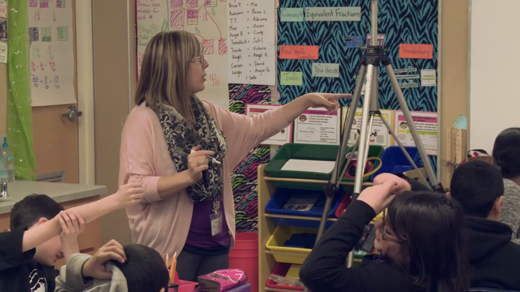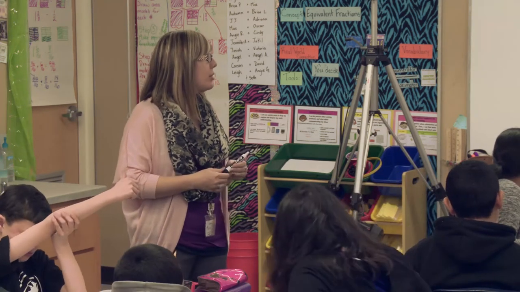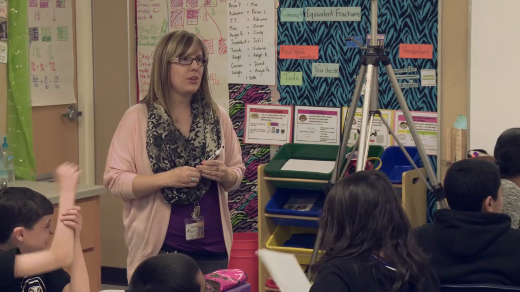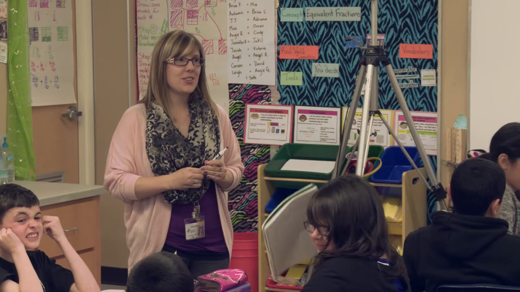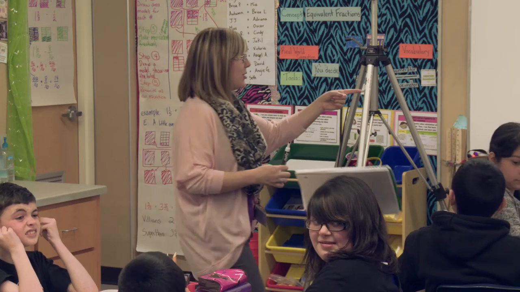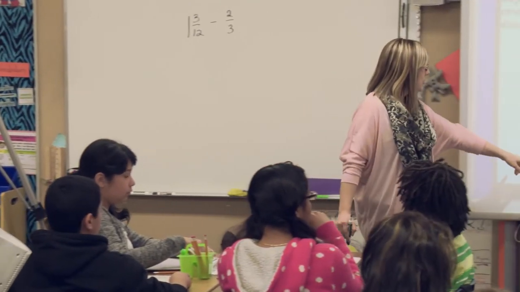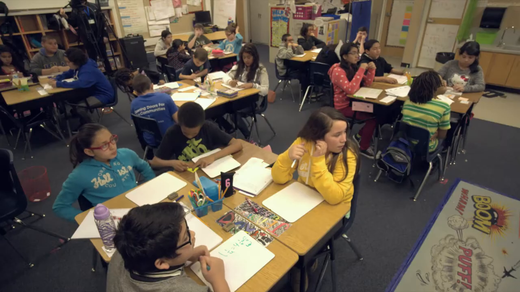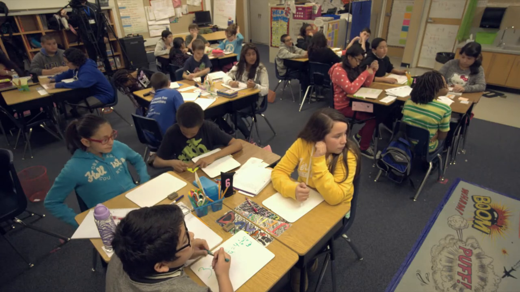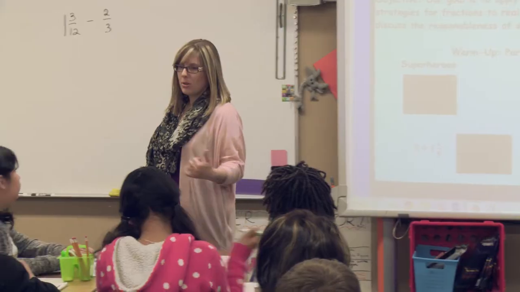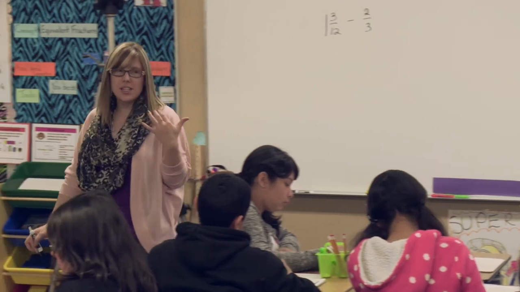All right, looking at the bottom one for superheroes, 3 plus 1 and 1/4. What did you guys get? 17 fourths. What else did you get? What can you just do with those two whole numbers? And then you would get what? 4 and 1/4. That one was easy.